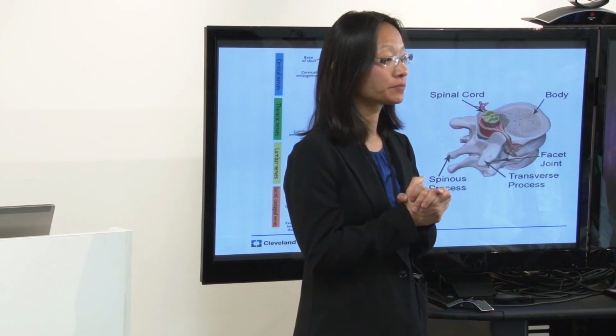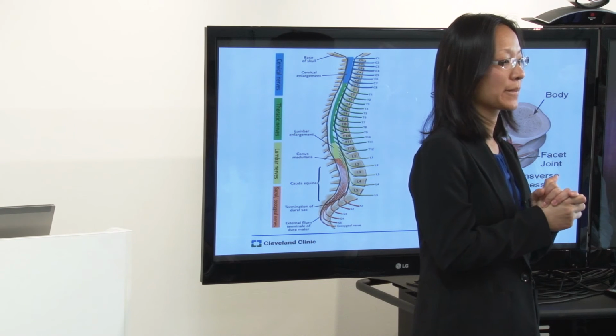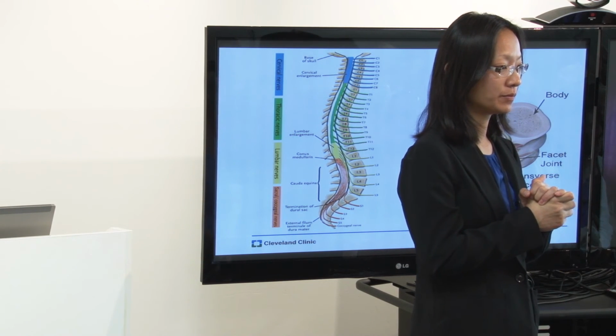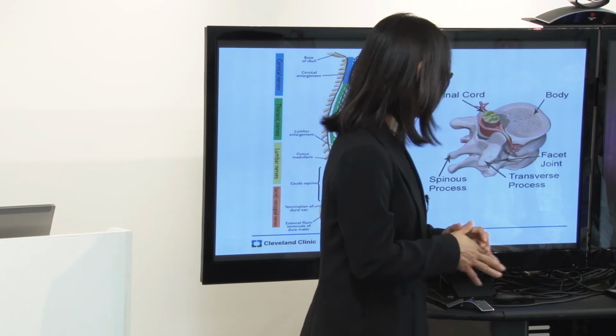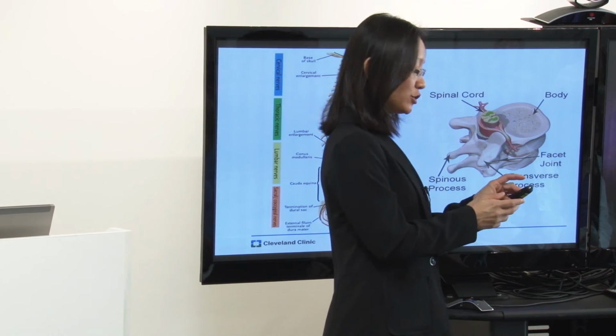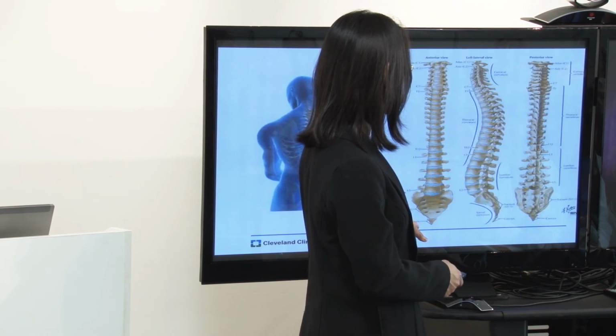Yes. When arthritis enters the picture, how does it affect the spinal cord or any other part? So arthritis is just degenerative disc disease. It's a very generic term.